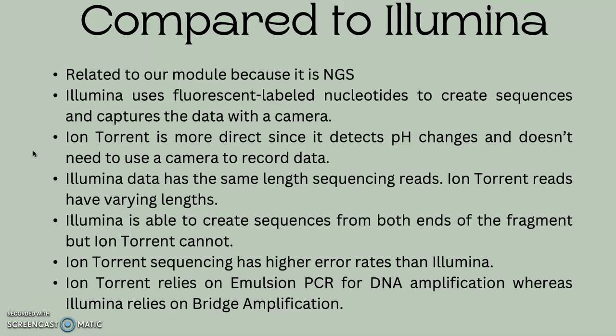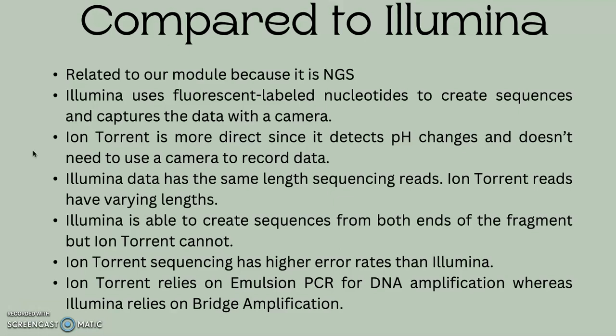Ion torrent sequencing and Illumina function very differently. Illumina uses fluorescent-labeled nucleotides to create sequences and captures data with a camera, whereas the ion torrent is more direct than Illumina, since it's detecting pH change and doesn't need to use a camera to record data or have fluorescent labels. A difference between the two is that Illumina has the same length sequencing reads, whereas ion torrent reads can be varying. Illumina is also able to create sequences from both ends of the fragment, whereas ion torrent cannot. It also has a higher error rate than Illumina.